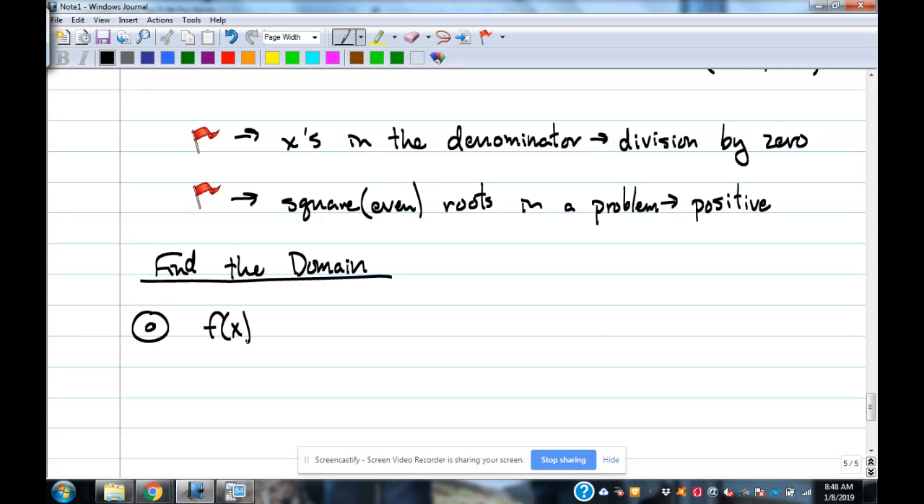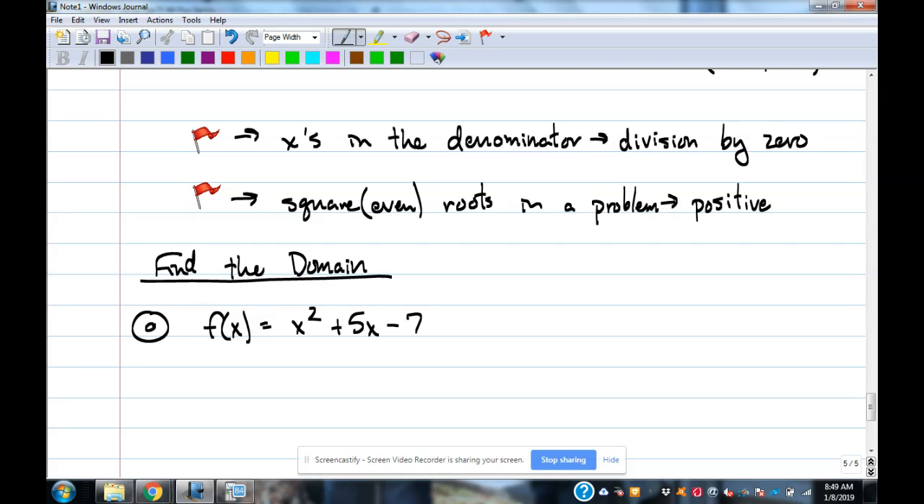Here's our function. f(x) = x squared + 5x - 7. So there's our function. It's in function notation, so they're telling us it is a function. We don't have to test that. All we've got to do is find the domain of that. So right now, the domain is negative infinity to positive infinity. Then we start looking for those red flags. Are there any x's in a denominator in this problem? No, not even any fractions in it, so there can't be an x in the denominator.